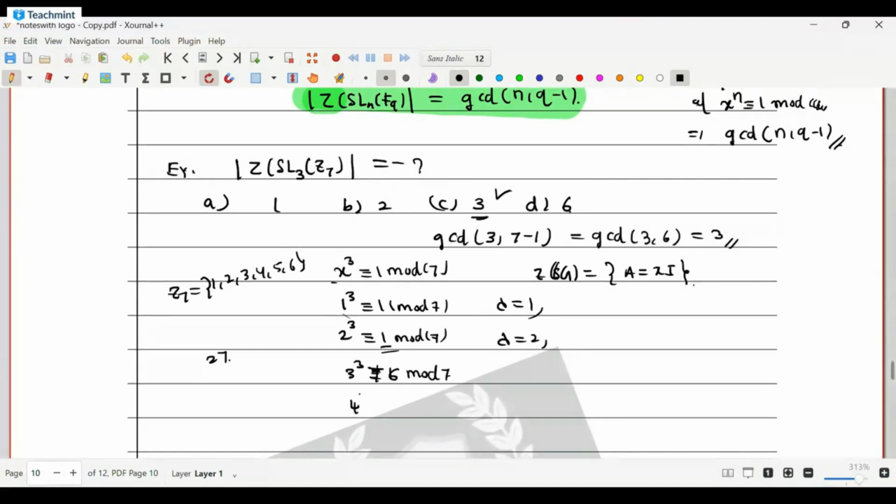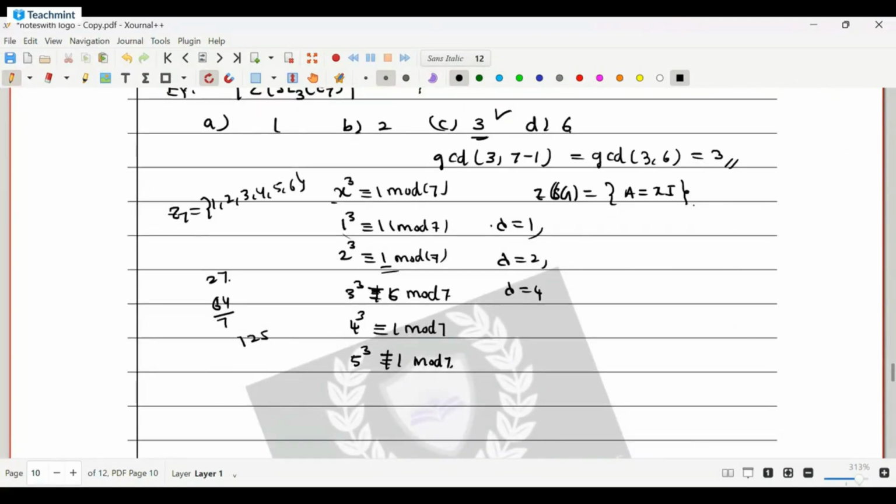And 4 cube is 64. 64 divided by 7 gives remainder 1. Remainder 1 is congruent to 1 modulo 7. So therefore lambda is equal to 4. And 5 cube is 125. 125 divided by 7 gives a remainder that is not equal to 1 modulo 7. And 6 cube gives 6 as well.